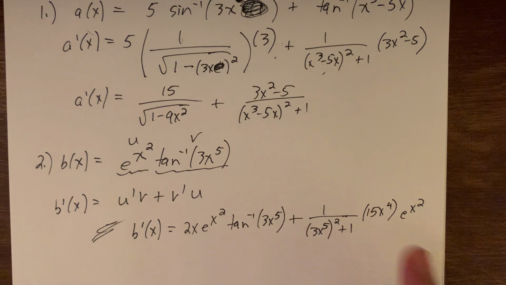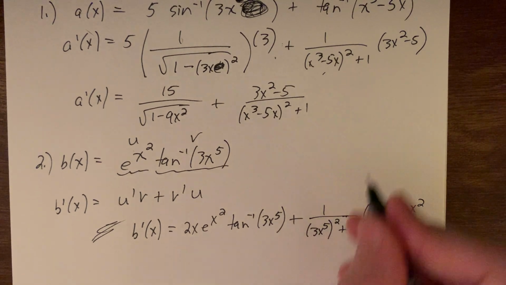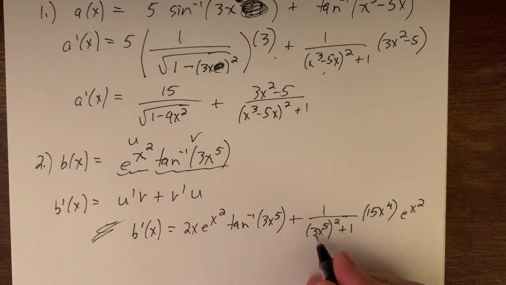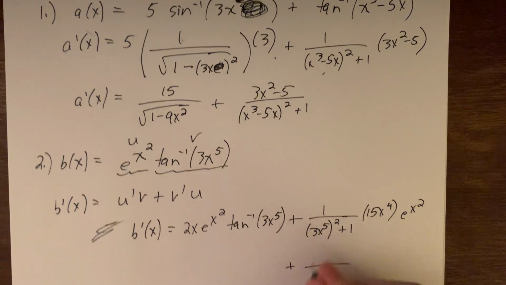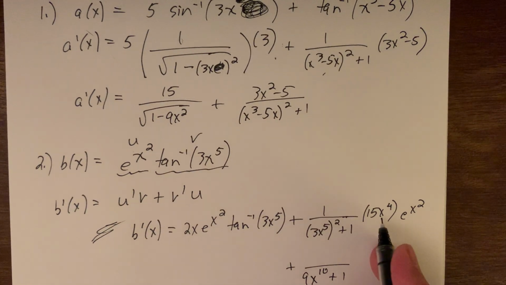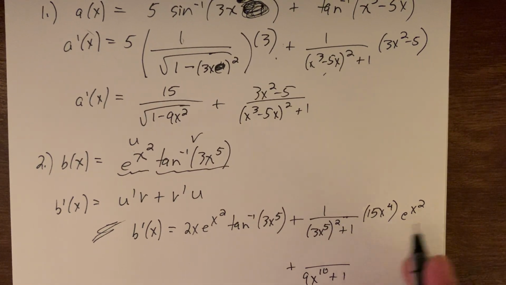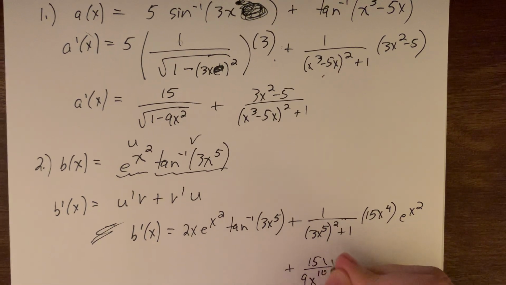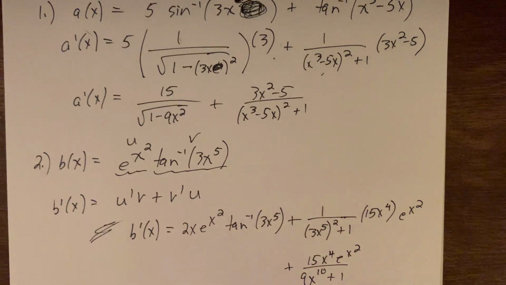Okay. Over here, little things, like I was kind of saying up here, this is simple enough. Just if you square it, don't forget to square the number as well. So you get 9x to the 10th plus 1. And in the top, just realize this is over 1, this is over 1. So all this can go right in the top, 15x to the 4th, e to the x squared.